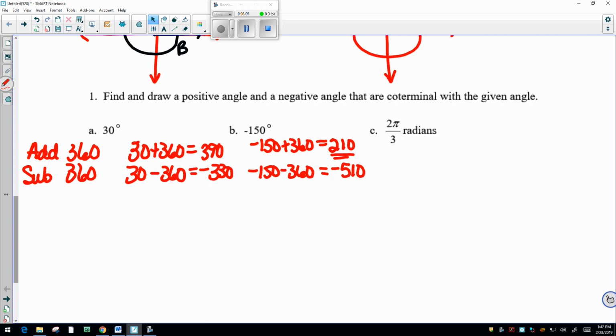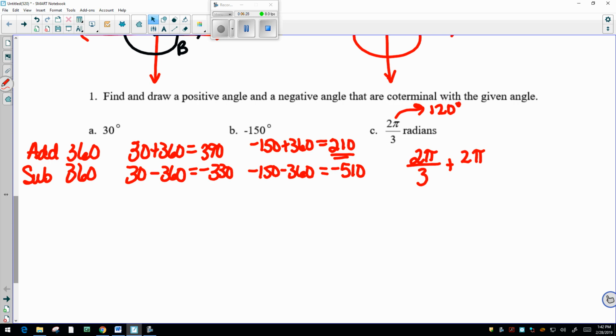Now, as far as this being in radians, until you're super comfortable, if you wanted to convert this into degrees and then do the same calculation, you could. 2 pi over 3 does convert to 120 degrees. I'm going to try and show it to you in radians. So we said it could differ by a value of 2 pi radians. So I'd have to add 2 pi to that.